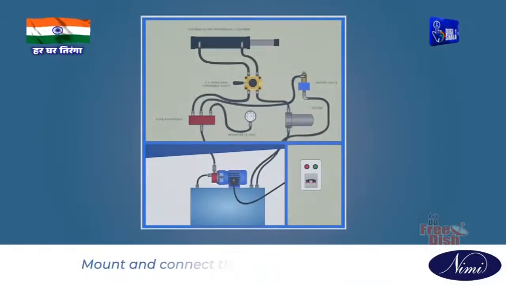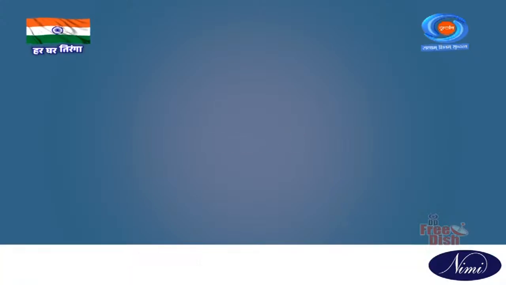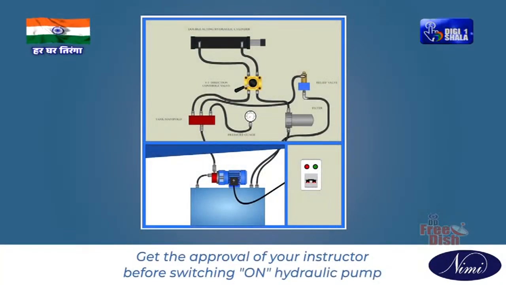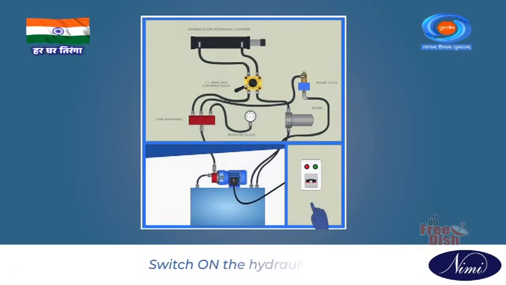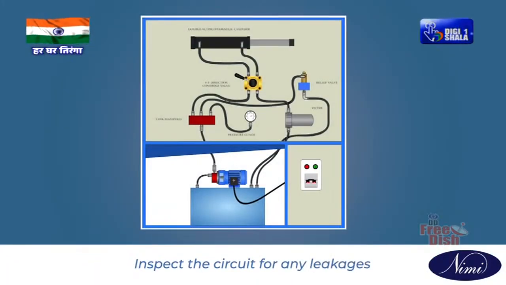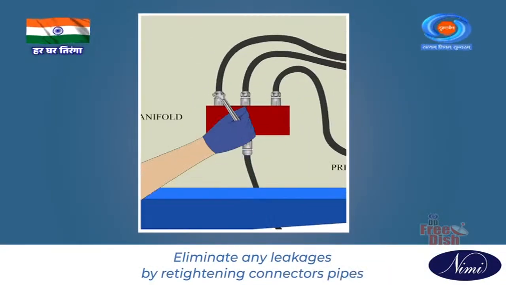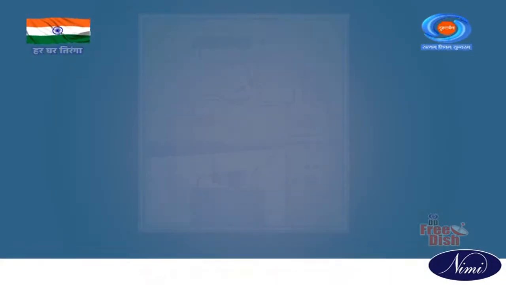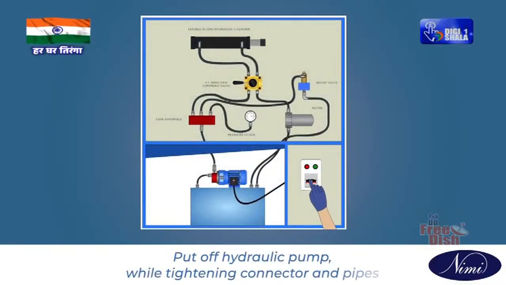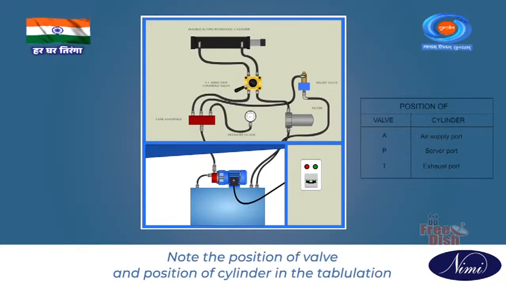Step 4. Mount and connect the elements on the trainer kit. Step 5. Get the approval of your instructor before switching on hydraulic pump. Step 6. Switch on the hydraulic pump. Step 7. Inspect the circuit for any leakages. Step 8. Eliminate any leakages by retightening connectors and pipes. Step 9. Put off hydraulic pump while tightening connectors and pipes. Note the position of valve and position of cylinder in the tabulation.